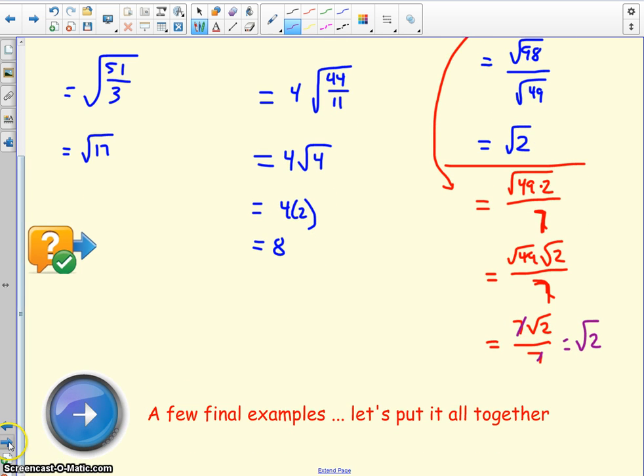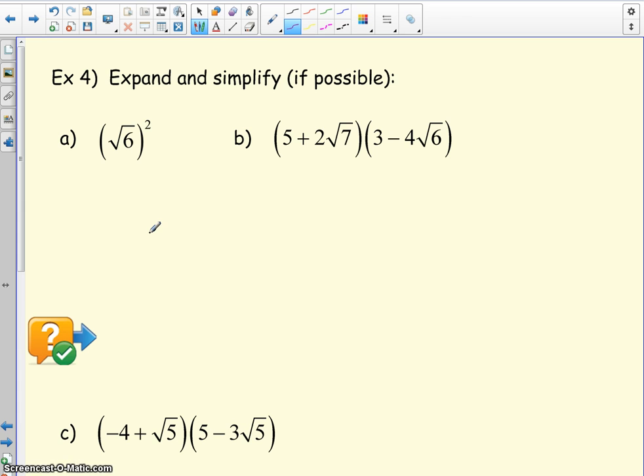Alright, let's look at a couple final examples, put everything together, and then we'll call it a day. So we'll expand and simplify as much as we possibly can here. So first off, we're looking at root 6, all squared. One of the rules we looked at in one of the earlier slides told us that right away this should be equal to 6. But if you're not sure, remind yourself this is just the same thing as the square root of 6 times the square root of 6. Combine that underneath one square root, you get the square root of 36, which of course simplifies down to 6.